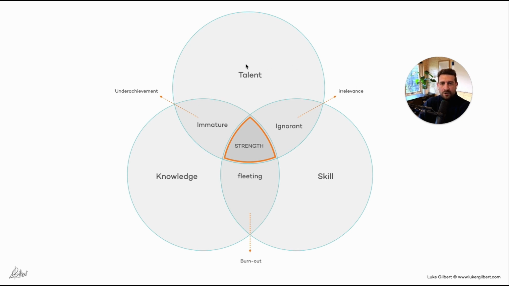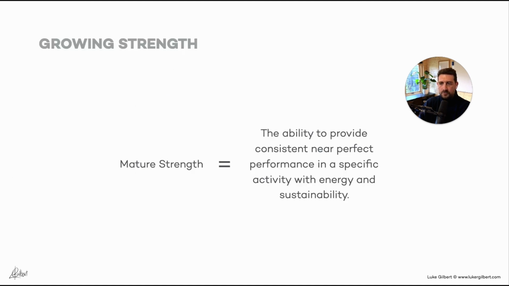So you can see how you take away any one of these aspects in a role that you're called to or the job that you're doing, and you don't end up with strength. You may just end up with a mixture of the two, and it will eventually end up in a negative. So the actual equation is a mature strength is equal to the ability to provide consistent near perfect performance in a specific activity with energy and sustainability. This is the key thing, energy.